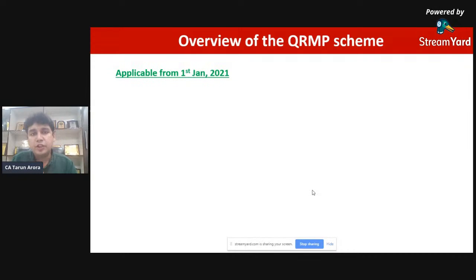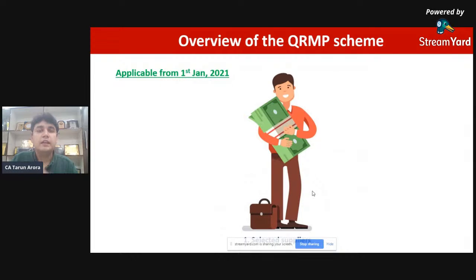So this QRMP scheme is applicable with effect from 1st of January 2021. यानी जो जनवरी से हमारा क्वार्टर स्टार्ट हो रहा है, जनवरी टू मार्च 2021, that is the first return period for QRMP scheme. Now we will understand that in this slide we will be concentrating only on the overview or the aspects that we need to discuss during the course of our deliberation.